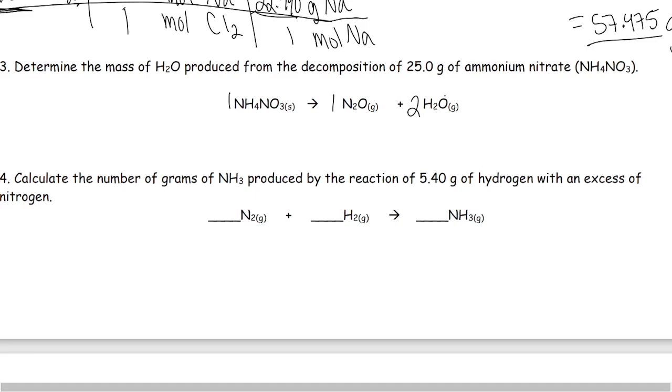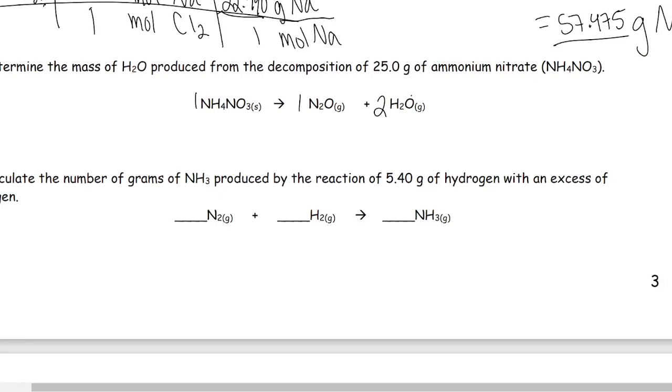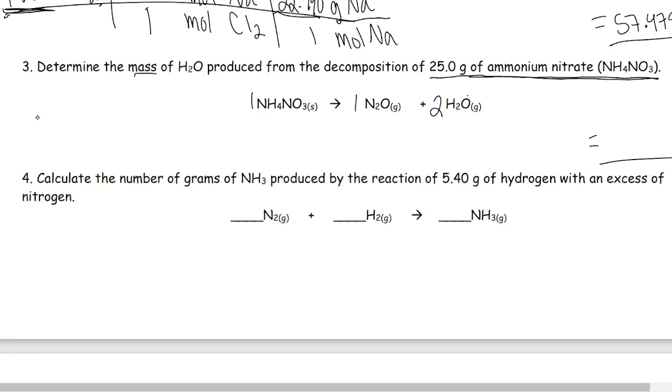So question 3 says, determine the mass of H2O produced. So right away, I can start by saying blank grams of H2O. I knew I would be in grams because it asks for the mass, and that's how we measure mass. And what our starting information is, 25.0 grams of ammonium nitrate, which is that formula right there. So I'm starting with 25.0 grams of NH4NO3.